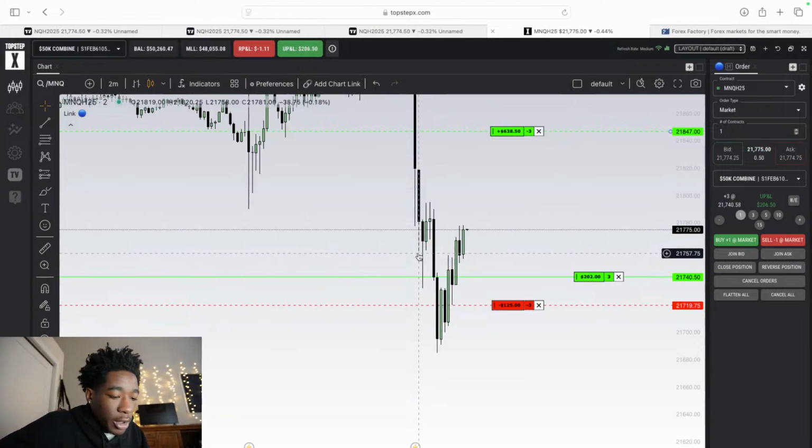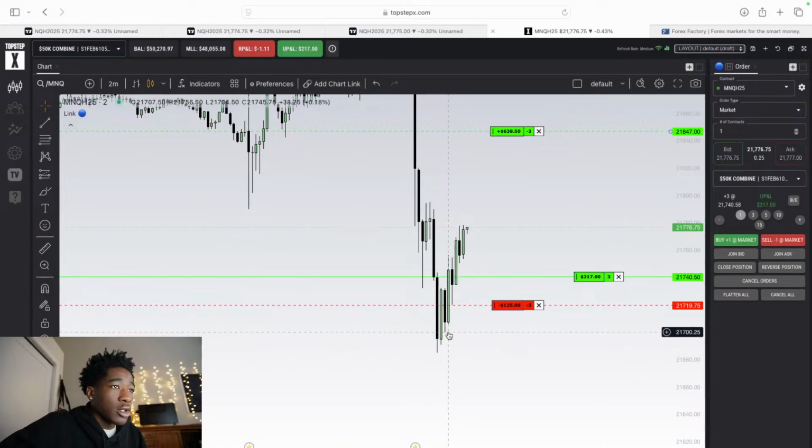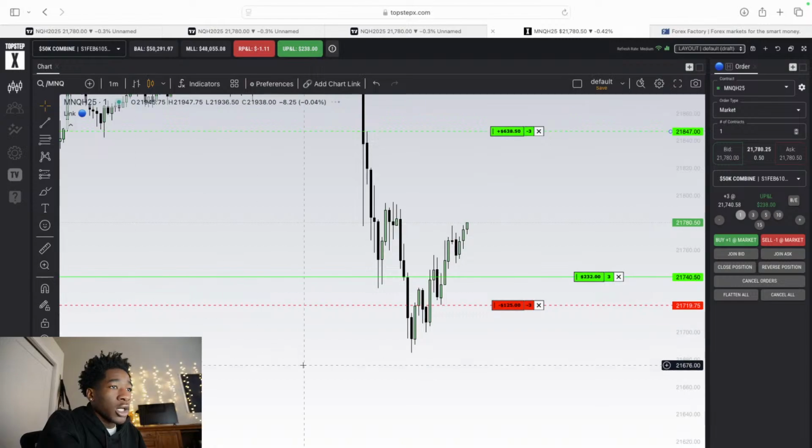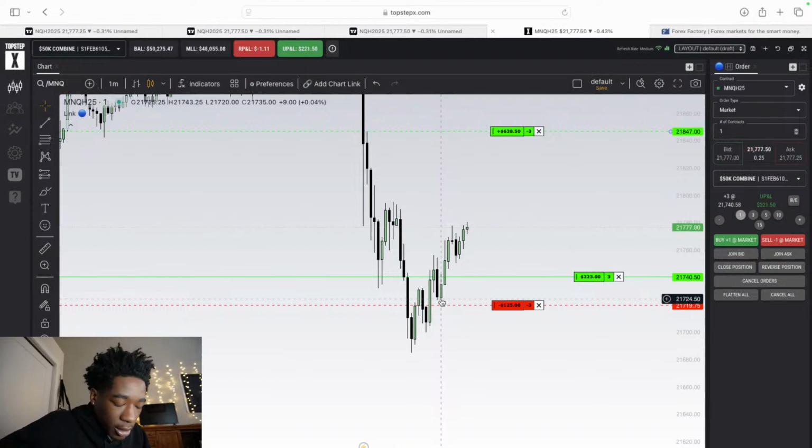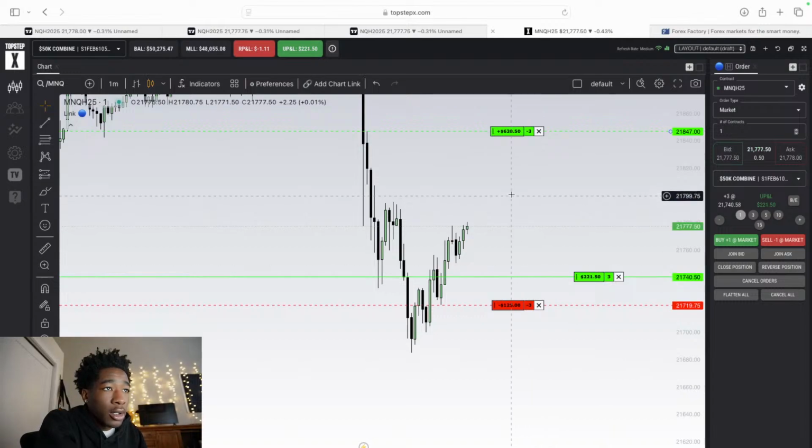We're approaching a 1 to 2 from my original stop. My original stop was here. We moved it in profit, so if we were to target that, that makes it a 6 to 6 RR trade right there. A 6 RR trade, so let's see.